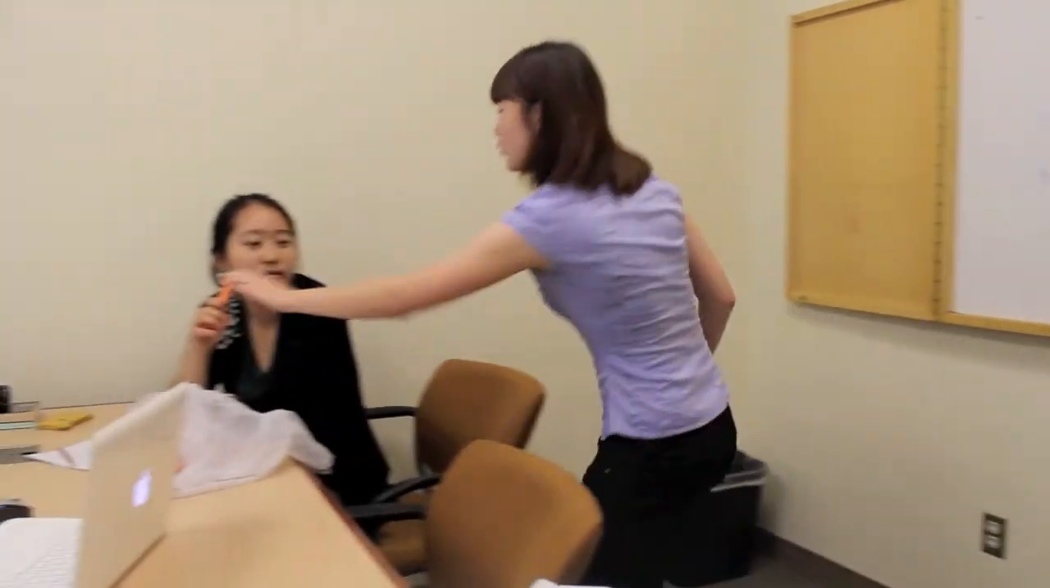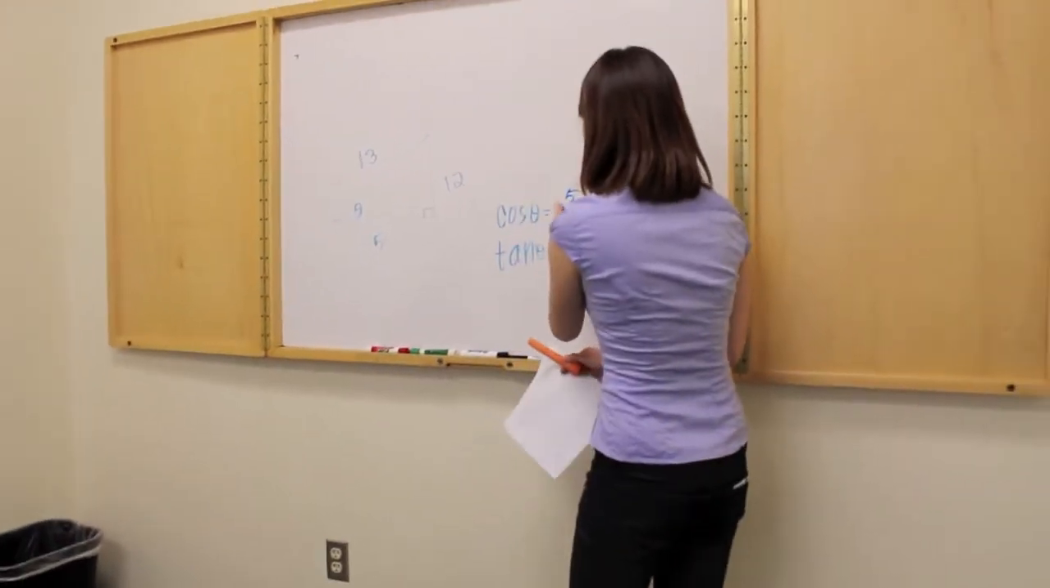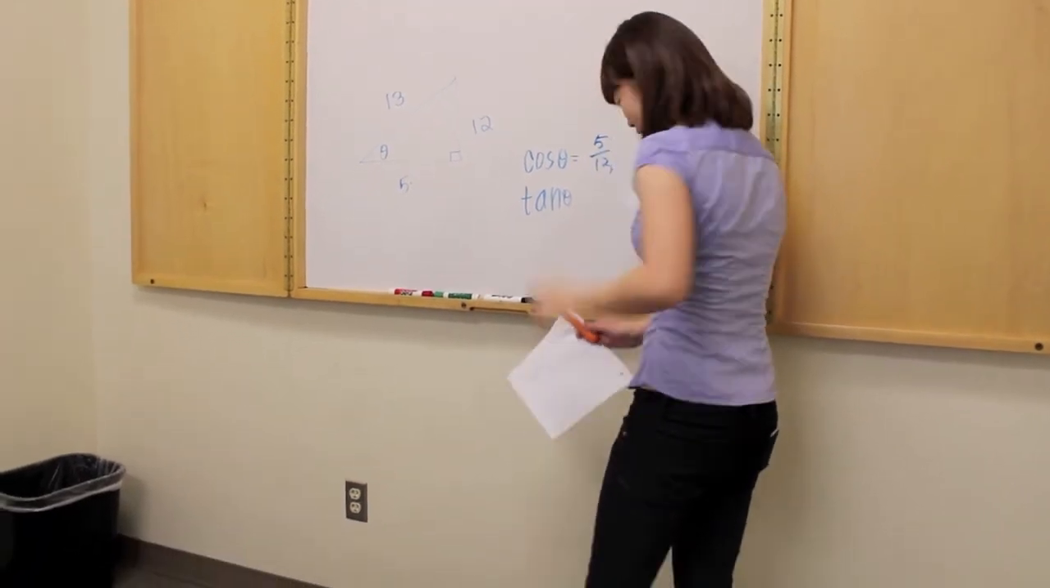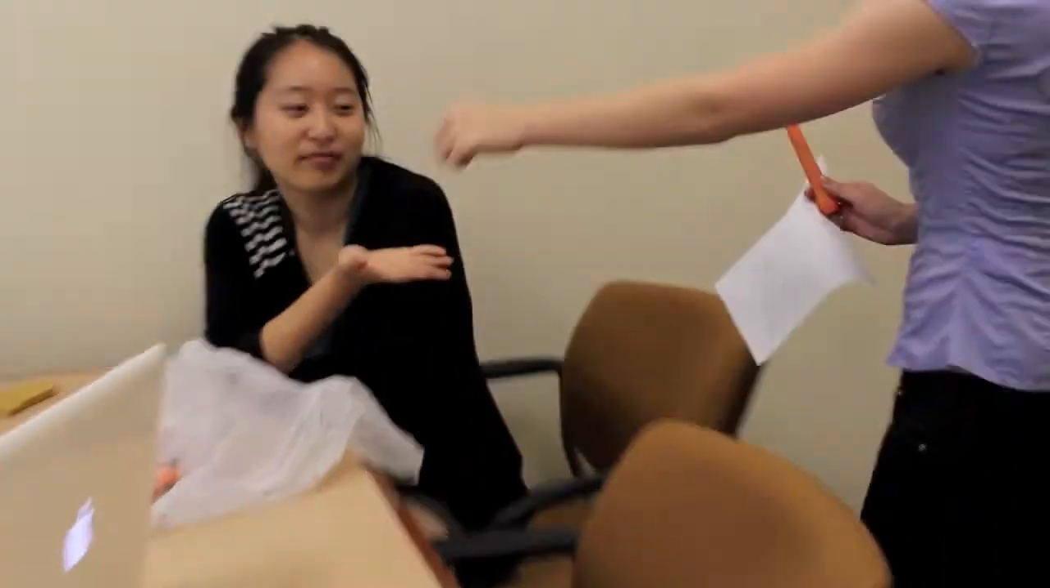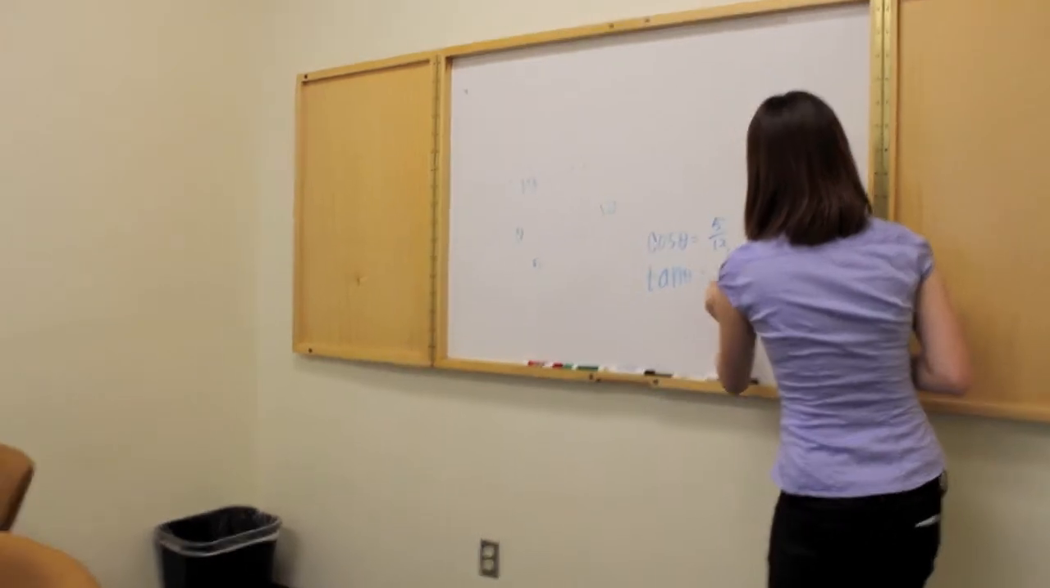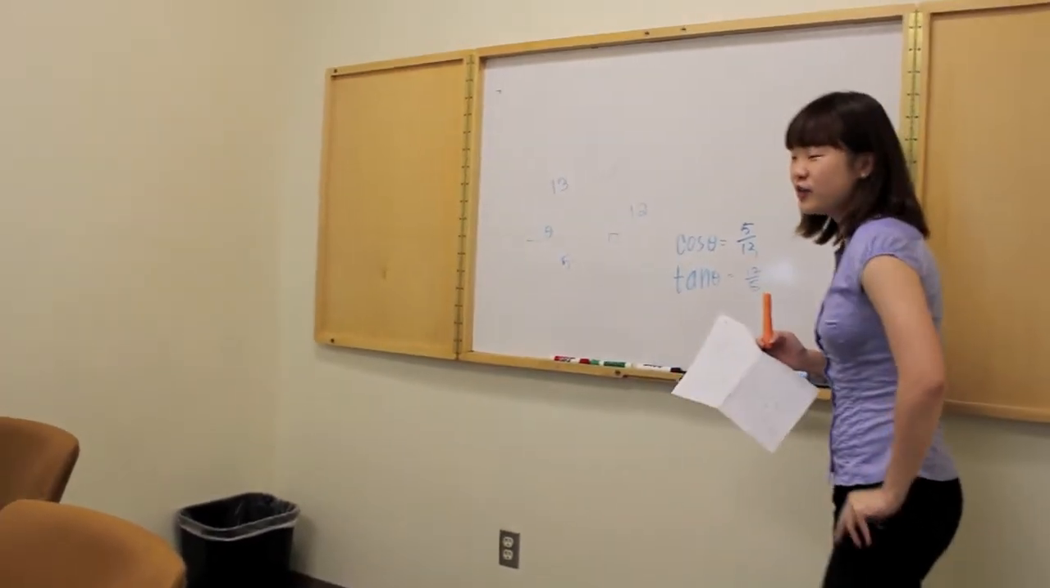What are you doing? Give me that. So what's cosine of theta? 5 over 13. Awesome. Now you get a penny too. Here you go. Thank you. So Richa, what's tangent of theta? 12 over 5. Great. Richa, you finally get an answer now. Here's a penny. Thank you.